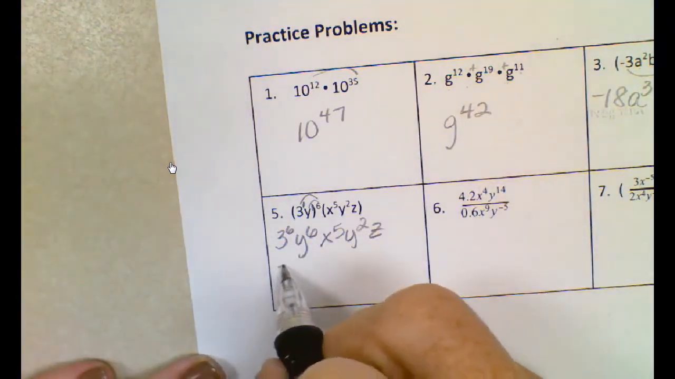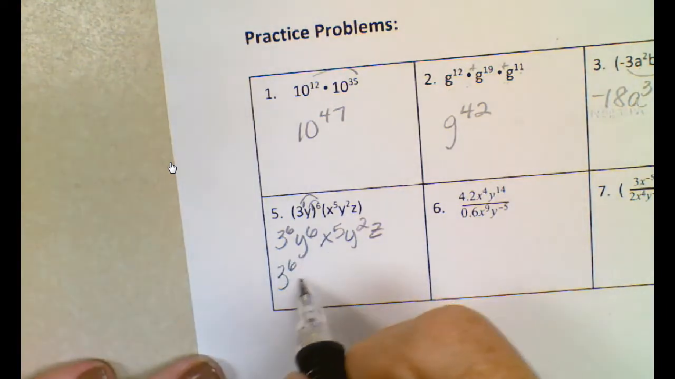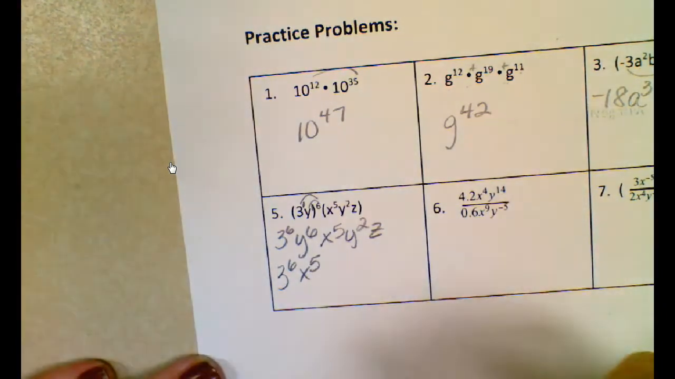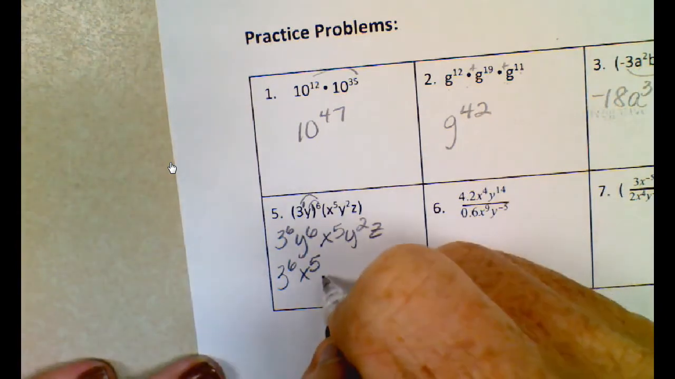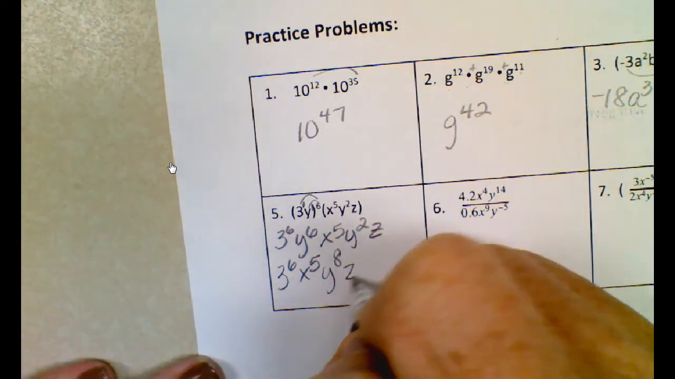So if I'm combining that, I have 3 to the 6th, x to the 5th. Try to put it in alphabetical order. It seems to be more consistent. Y to the 8th, and z.